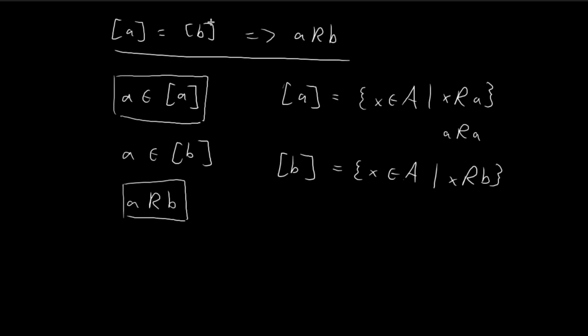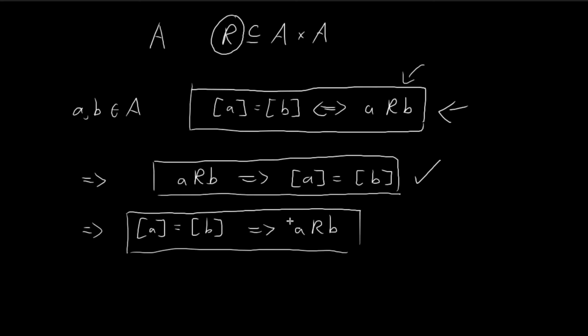So now we've just shown that if we assume this statement to be true, then it automatically implies A is related to B. And so this concludes the proof of this statement. And so we've established this second statement as well. And so our proof is complete. We've just shown that these two statements are true, and that means class A is equal to class B if and only if A is related to B.